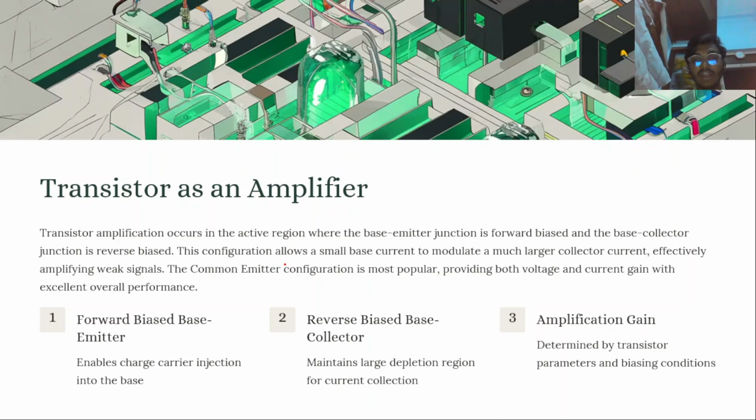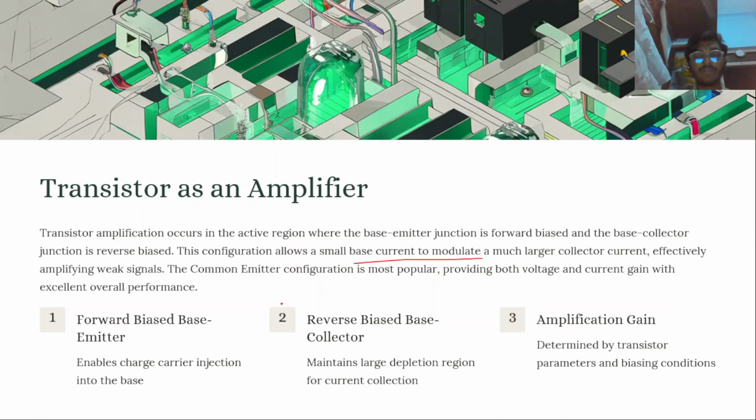This configuration allows a small base current to modulate a large collector current. As I said, a small change in base current produces a large change in collector current, effectively amplifying weak signals. Transistor is used for amplification. Common emitter configuration is the most popular, providing both voltage and current gain with excellent overall performance.